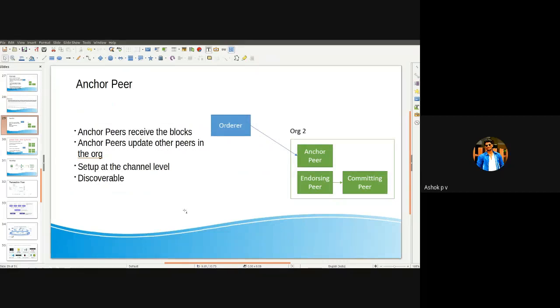So as I told you, the anchor peer is the one that receives the blocks. Anchor peers update the other peers in the organization as well, are set up at the channel level, and are discoverable by other organizations. So we have different organizations, and the orderer would send to the anchor peer of each and every organization, and then to the leaders across everyone. The leader peer would send to all the committing peers, and they would commit the transaction in the ledgers.